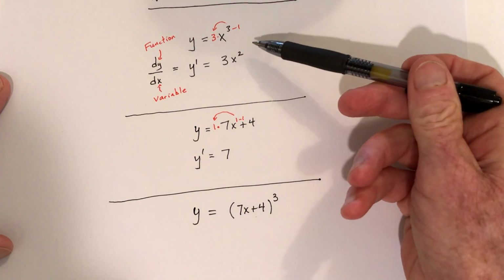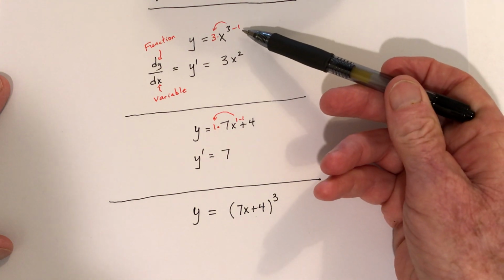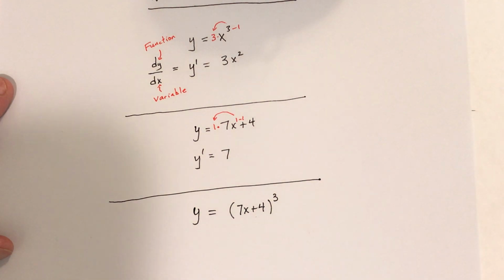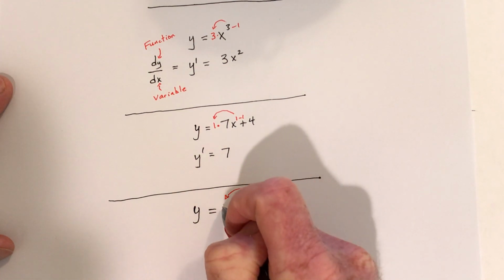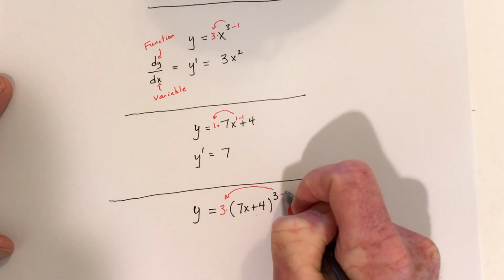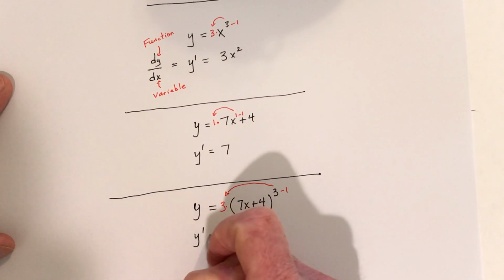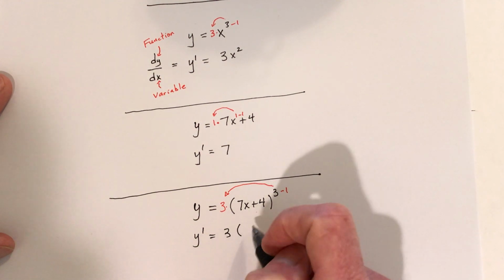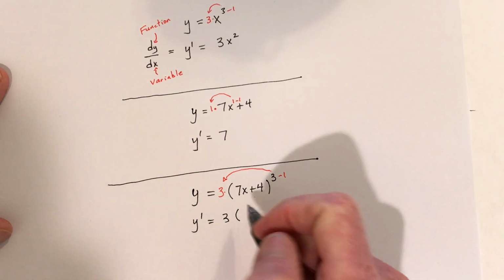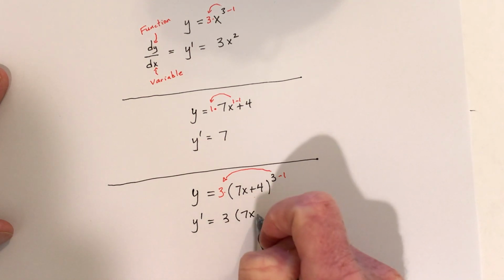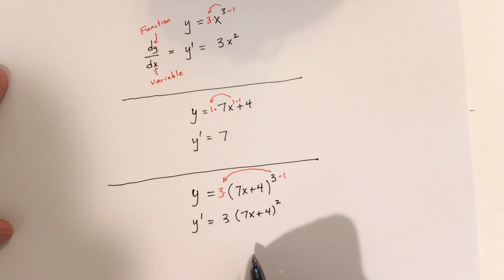So you basically need to combine these two problems, and you can only do one at a time. So we'll do the first one. The 3 goes in front and you multiply, and then subtract 1 from the exponent. So it's going to say y prime equals 3, and you can only do one derivative at a time. Right now I'm doing the derivative of the cube function, so the 7x plus 4 stays the same. And then it's raised to the second power.